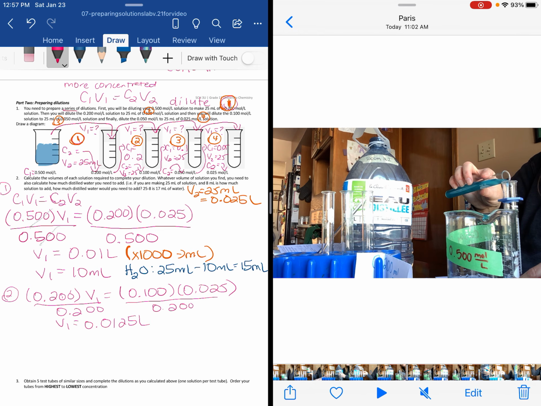Again, that's not practical. We get 12.5 milliliters. For the water, 25 minus 12.5 is 12.5. So this happens because we're halving it, right? We're halving the concentration, so we're going to use half of the volume.